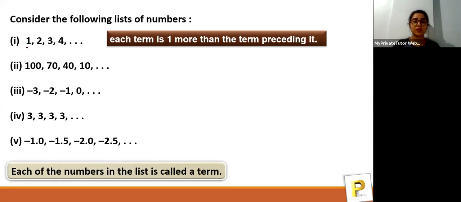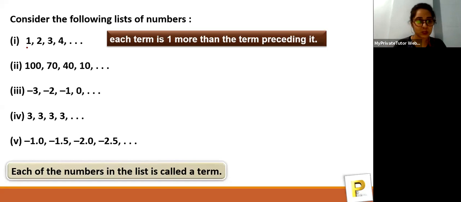So if you want to find a list of this order, how will you find it? You will add 1 more than the term preceding it. What is preceding it? You will add one to the previous number which is there. Like if you want to find 2, you will add 1 to 1. Okay, if you want to find 3, you'll have to add 1 to 2. So for each term you'll have to add 1.